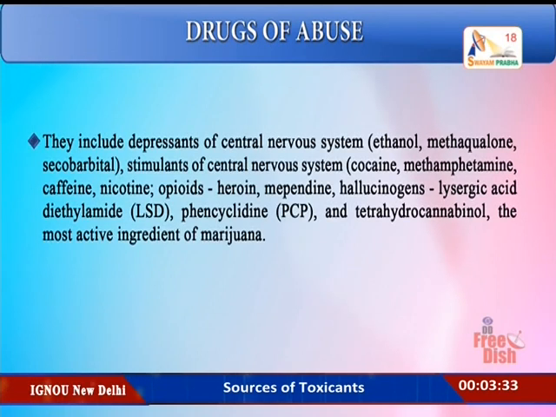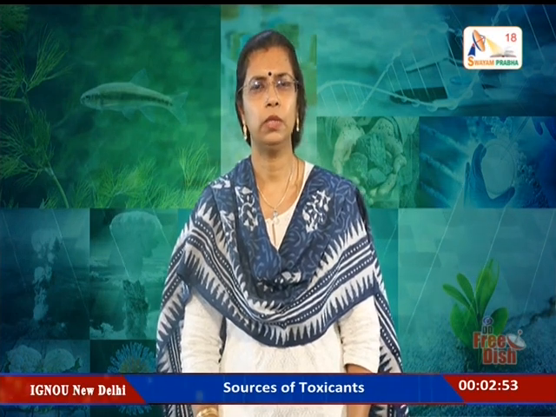Drugs of abuse include the depressants of the central nervous system, because sometimes they can be used as stimulants. They give some kind of an exhilarated feeling to the person who is using them, and these CNS depressants include ethanol, methaqualone, then secobarbital. Stimulants of the central nervous system include cocaine, methamphetamine, caffeine, nicotine, opioid drugs, lysergic acid diethylamide, phencyclidine, and tetrahydrocannabinol, the most active ingredient of marijuana, that is this compound. So these are all the drugs of abuse, and they can have certain toxic effects which are exerted on the central nervous system itself.